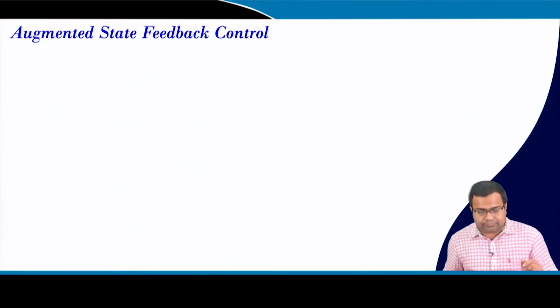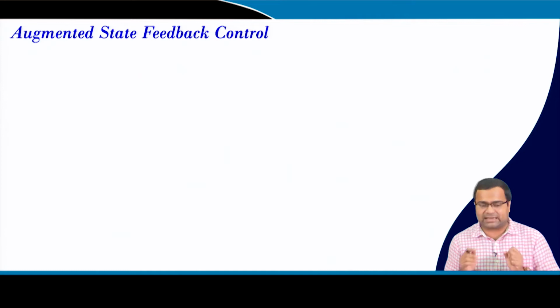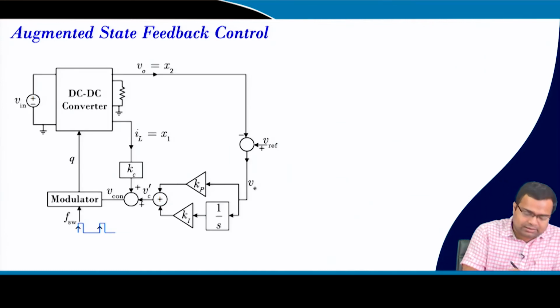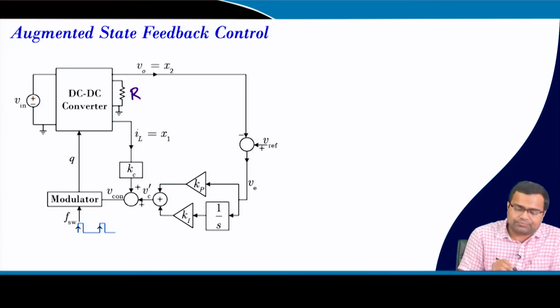So, now we are going to augmented state feedback control. What is this? In our earlier study, that resistive load, so this should be a negative sign.